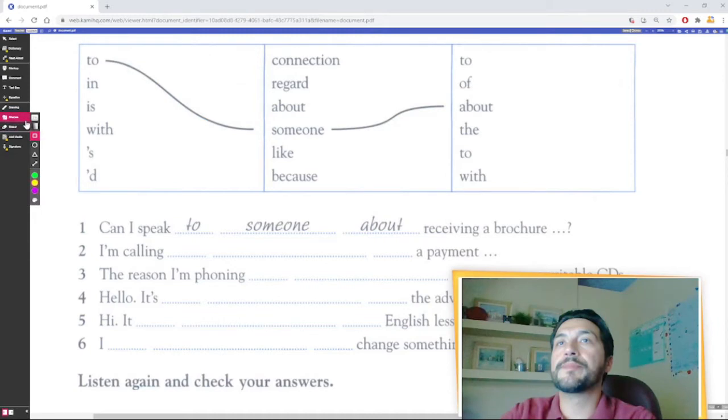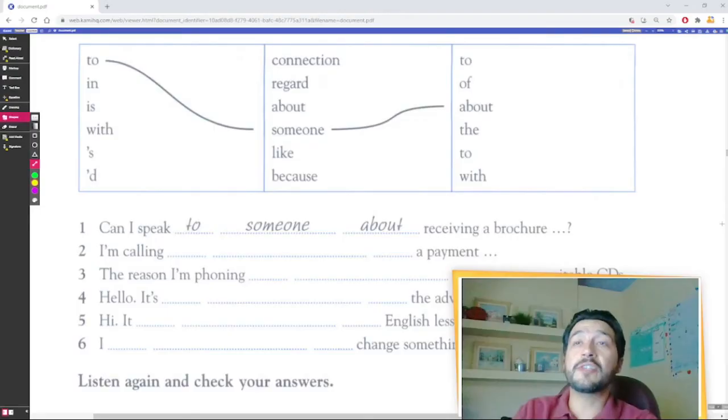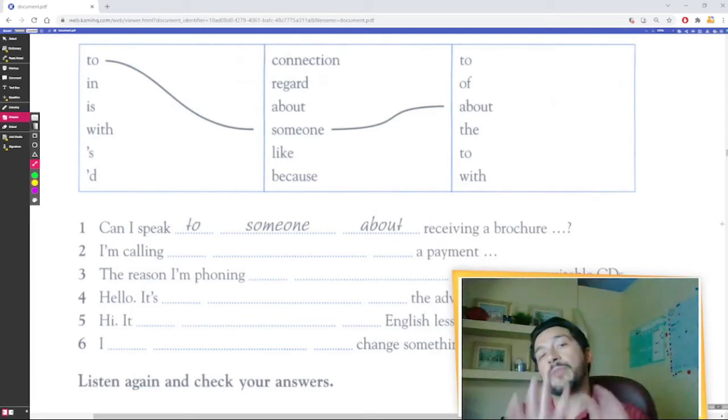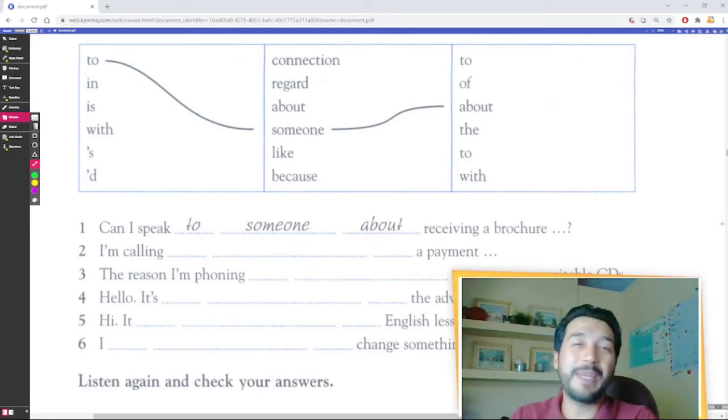Now, let's listen to the audio for number 2, 3, 4, 5, and 6. Are you ready? You can do the exercise in real time with me. And if you think we went a little too fast, stop the video, go to your resources, play the track, track 6, and do the exercise at your own rhythm. And if you need to repeat the track once or twice, that's okay.